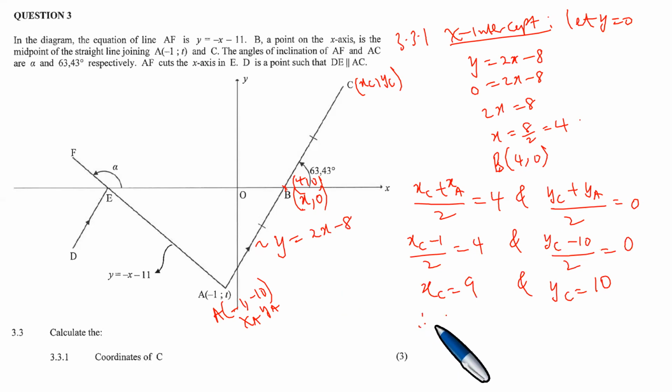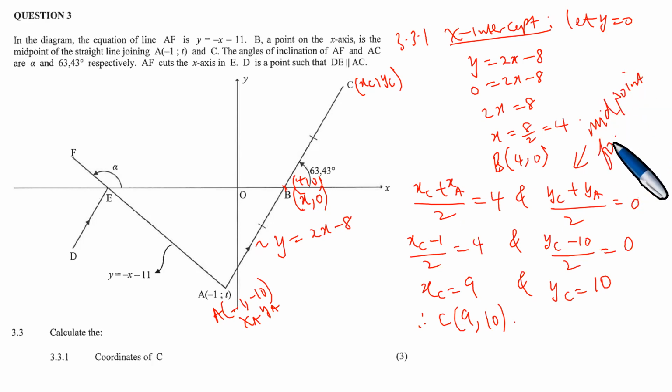So the conclusion is that the point C has the coordinates X is 9 and Y is 10, and voila, we are done. These are the coordinates of C. What method did we use? We used the midpoint formula. The midpoint formula is what we used. Okay, next question.